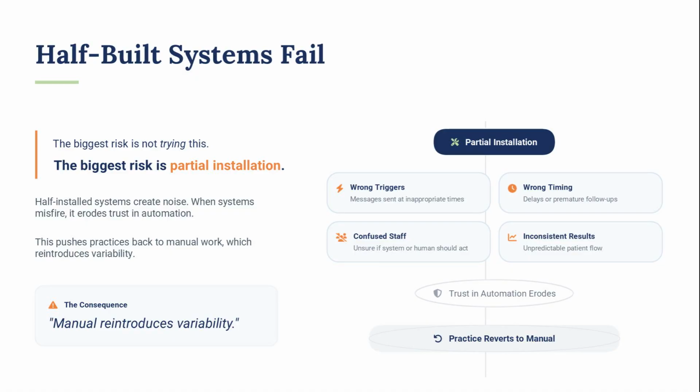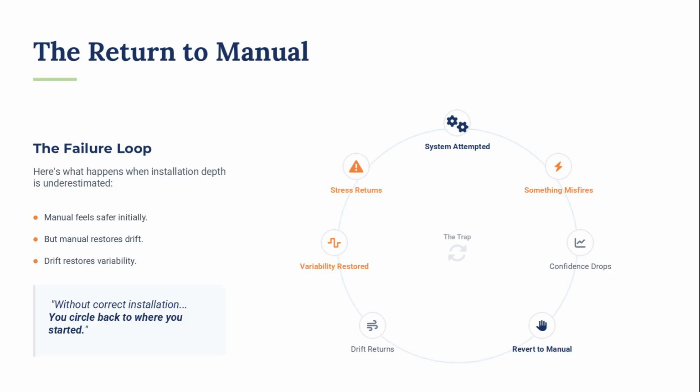Because half-built systems don't stabilize a practice. They create noise. Messages go out at the wrong time. Triggers misfire. Staff becomes uncertain about what should happen. Results become inconsistent. And something predictable happens next. Trust in the system erodes, which pushes the practice back to manual work. And when manual returns, variability returns with it. Not because the system doesn't work, but because it was never fully installed. When installation depth is underestimated, this is the pattern that forms.